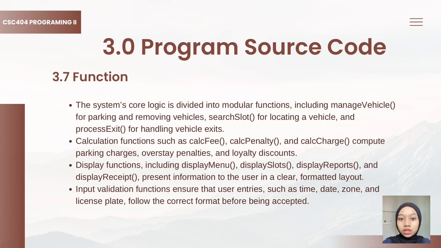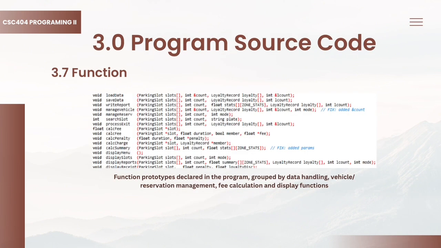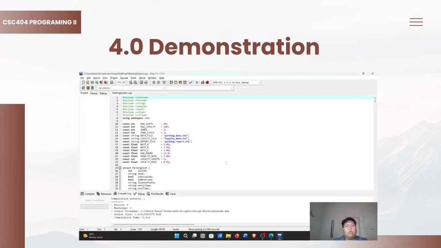For output, we have display functions like display menu, display slots, display reports, and display receipts. These are what bring things neatly to the screen for the user. And lastly, we have input validation functions that check the user types things correctly, like making sure the time, date, zone, and plate number follow the right format before we accept it. Breaking it into functions like this made our code easier to test, debug, and reuse, instead of repeating the same logic everywhere. So these are the function prototypes declared in the program, grouped by data handling, reservation management, fee calculation, and display functions. So I will continue with a demonstration of our program.